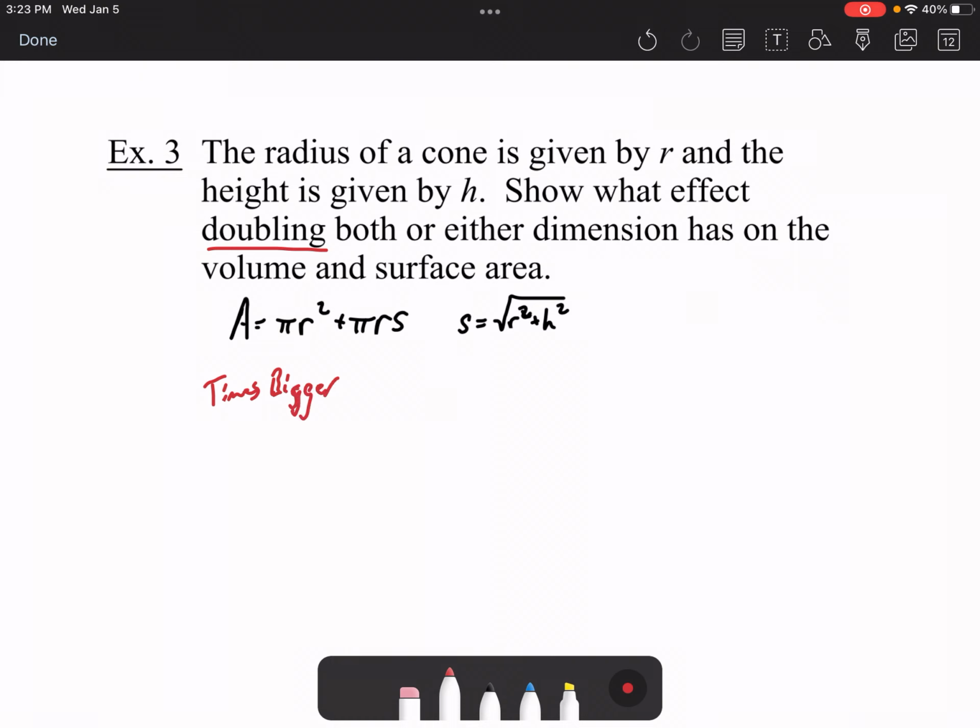This time what we're actually going to do is not use a value. You could use a value for each one and see how it works out, but we're going to try it with variables. So here, the top part is going to be the radius is doubled. So every time you see an r, replace it with 2r instead. We're going to replace that s with a 2r.